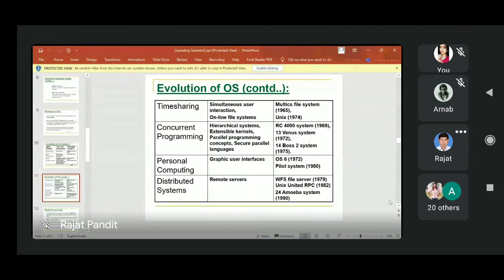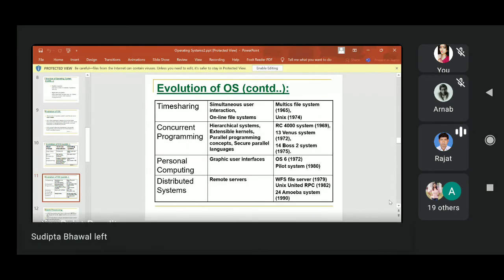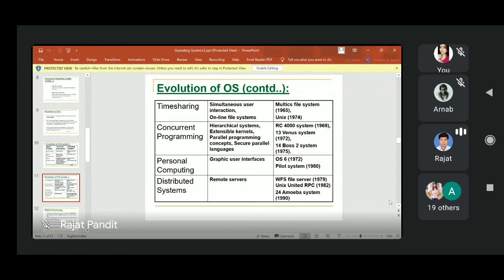Then time sharing: simultaneous user interaction, online file system, Multics file systems, Unix in 1974, online operating system. Then concurrent programming: hierarchical systems, extensible kernel, parallel programming concepts, secure parallel programming, in the RC 4000 system, the Venus system in 1972, and the Boss system in 1975. Then the personal computer and graphical user interface came in, and OS 6 is the pilot system of 1980.